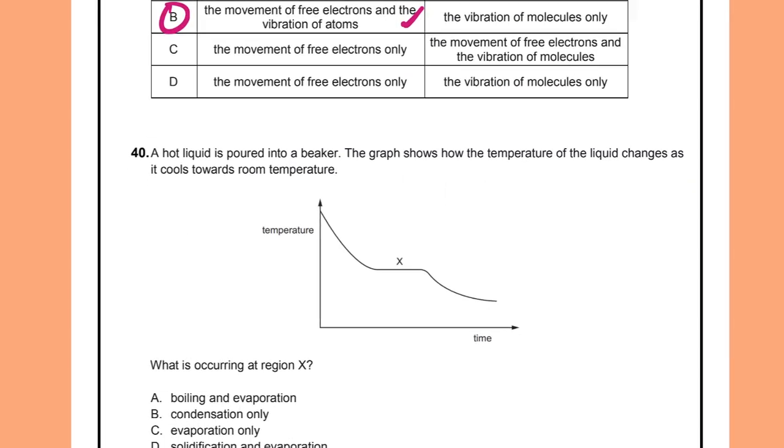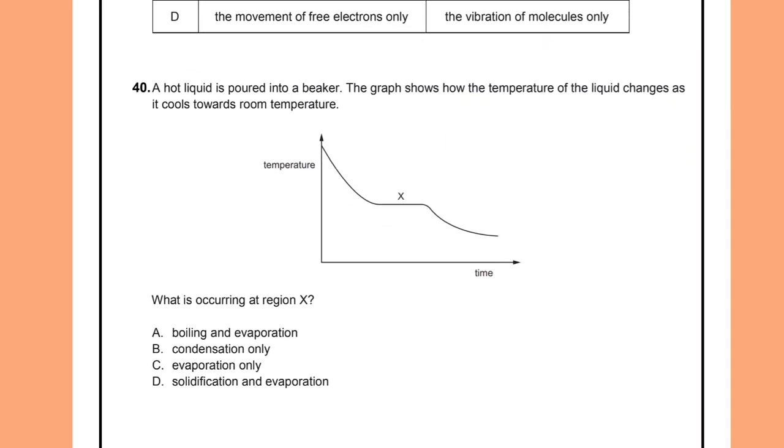A hot liquid is poured into a beaker. So this is liquid when it starts out. This graph shows how the temperature of the liquid changes as it cools towards room temperature. So you have liquid here, then the liquid cools down. This is still a liquid, and the horizontal portion must be showing a state change. Since it's cooling, it must be turning to a solid, and then it becomes all of a solid. What is occurring at the region X? So it's going from a liquid to a solid, so it's freezing, or another term is solidification.